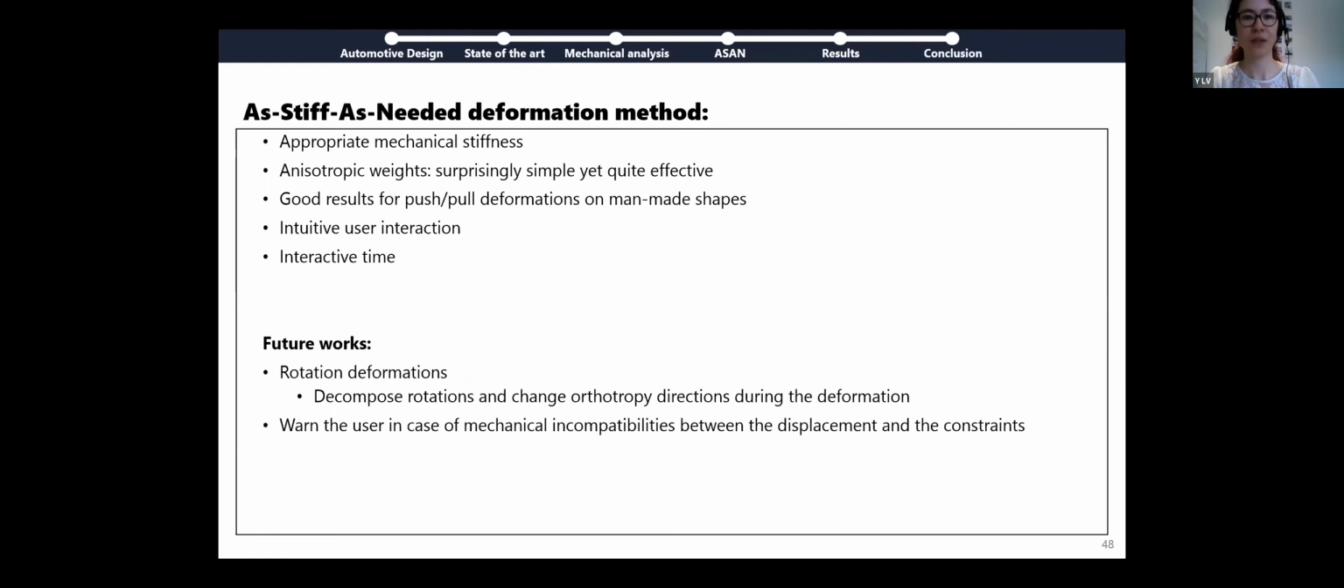To conclude, our Hasan deformation method gives appropriate mechanical stiffness obtained by computing anisotropic weights in a surprisingly simple yet quite effective manner. And the user can then deform man-made shapes in an intuitive way and in interactive time.